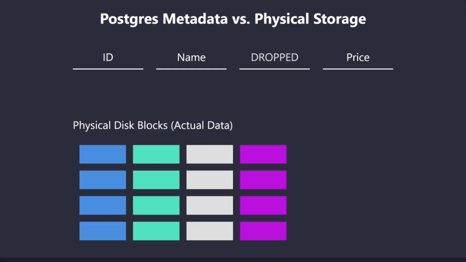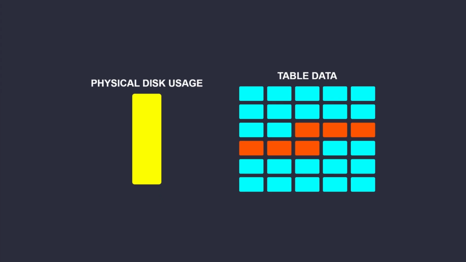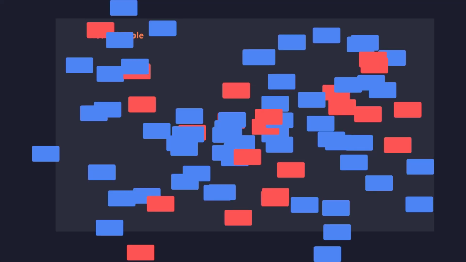When Postgres drops a column, it does not immediately reclaim the physical disk space. It simply marks the attribute as dropped in the internal system catalog and hides it from users. The data remains on disk until the affected rows are updated or the table is rewritten. This means a column drop does not provide an immediate reduction in database storage size.